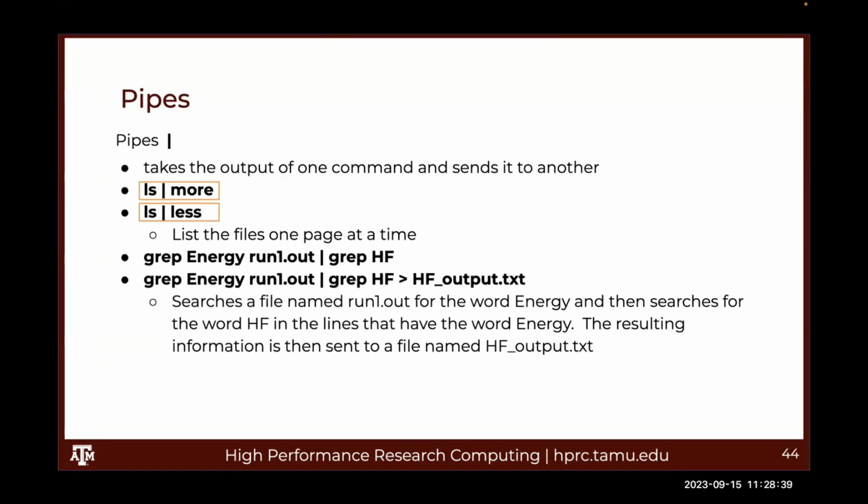If we do a grep, remember you can search for multiple terms using egrep, but instead we can just grep this one file, and then pipe that into a new grep where we're looking for HF. And if we wanted to put the pipe and the greater than together, we can do that and put everything out to a file named hf_output.txt. All right, any questions on pipes?